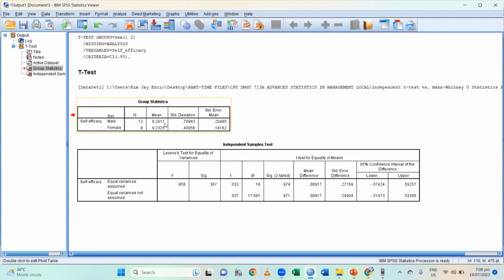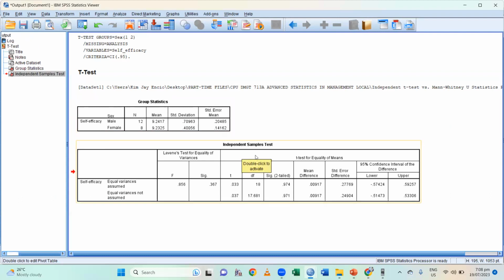Because if it is large, then most likely it's significant. If it is just small, maybe most likely not significant. What do you think, Paul? The difference is just small, Doc. So, in your opinion, is this significant or not? Not, po, Doc. Okay.